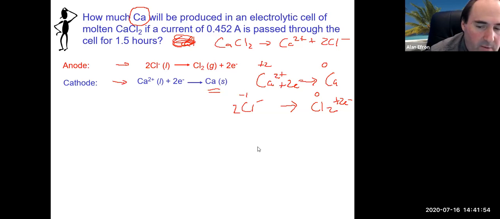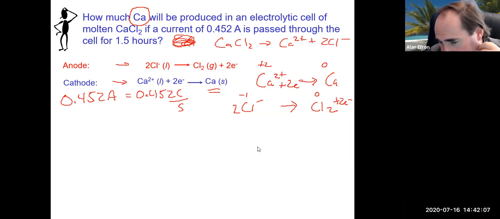So let's take a look at what's given to us. We are going to run the cell at 0.452 amps. And that is the same as 0.452 coulombs per second.